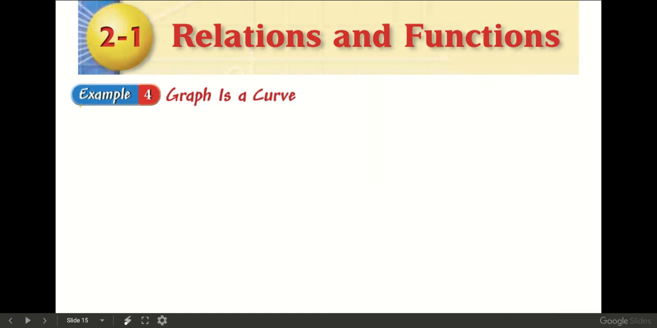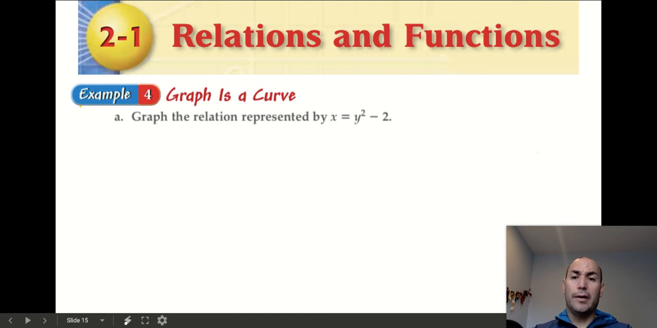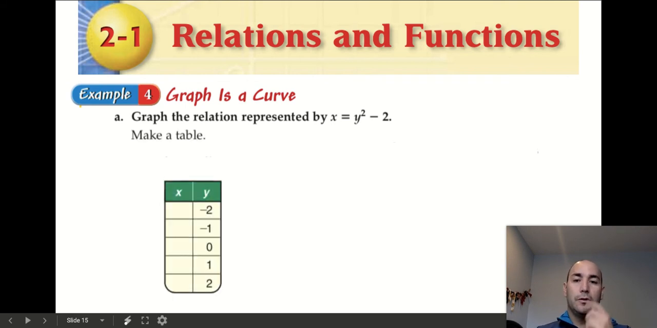What about if it's not a line? What if it's a curve? Well, here's an equation. It says graph the relation represented by x equals y squared minus 2. Well, you might not have any idea what that looks like, but again, we can use the same strategy. We can make a table.